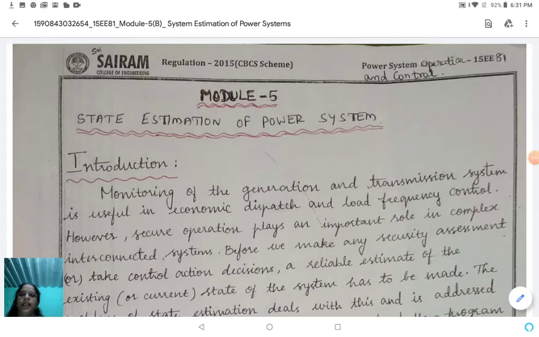Dear student, now I explain the introduction to state estimation of power systems. First, introduction. The monitoring of the generation and transmission system is useful in economic dispatch and load frequency control.